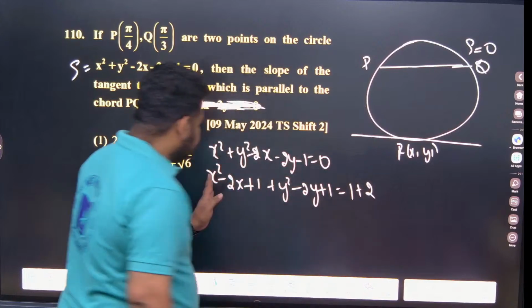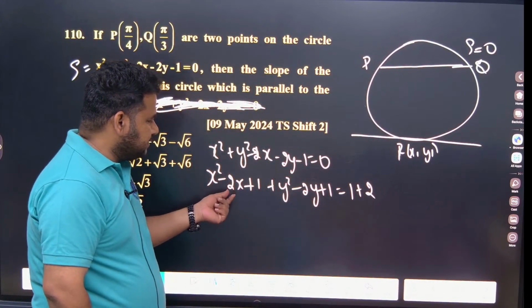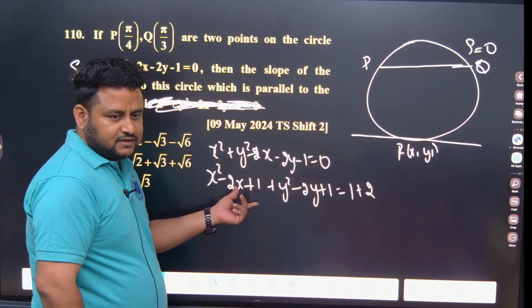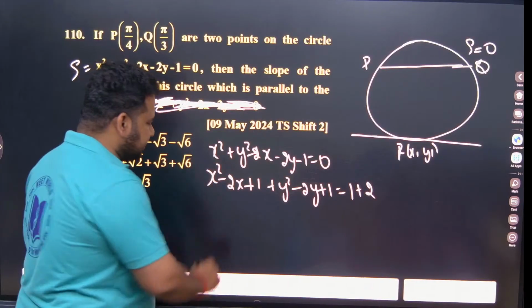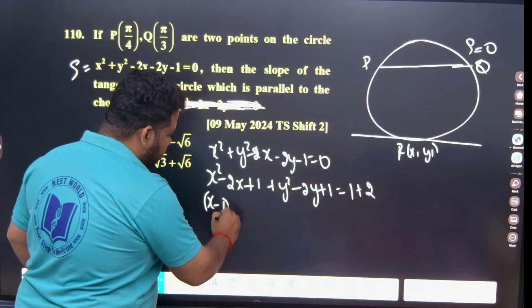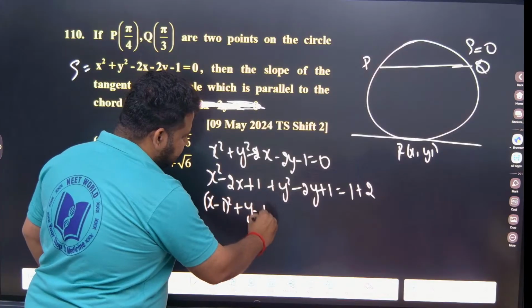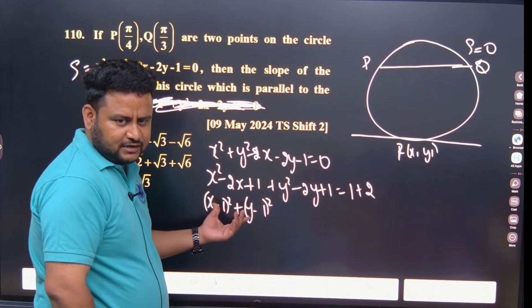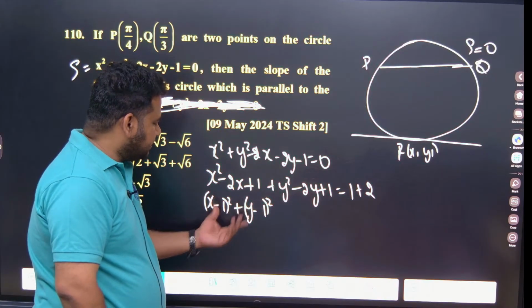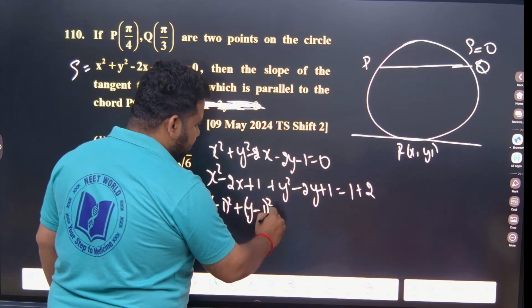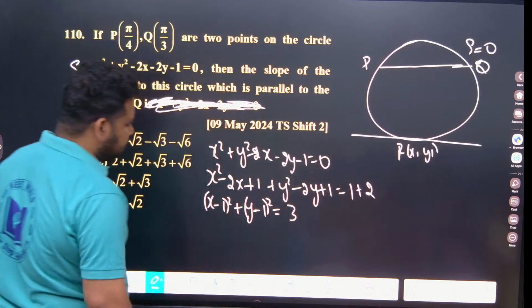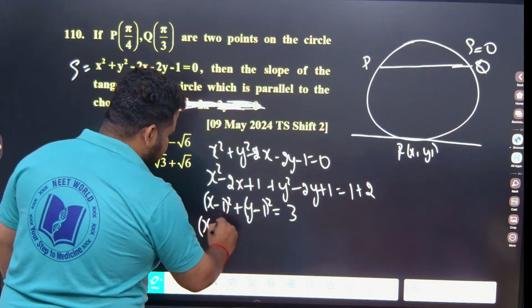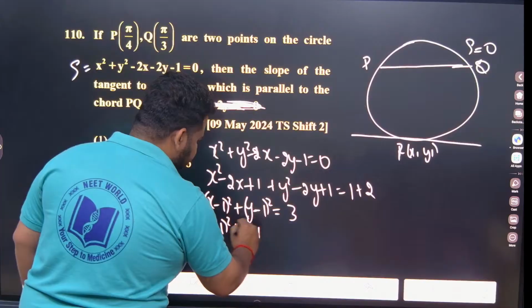So this is a square minus 2ab plus b square. This is a minus b whole square. I can write it as x minus 1 whole square plus y minus 1 whole square. Such things you have done very easily in your board exams. This manipulation you have done. It's not anything tough here. Okay, x minus 1 whole square plus y minus 1 whole square is equal to 3.